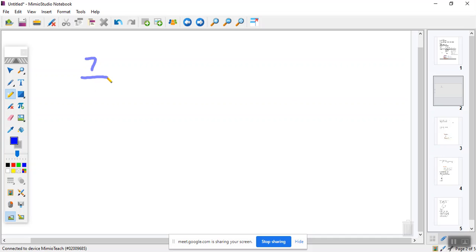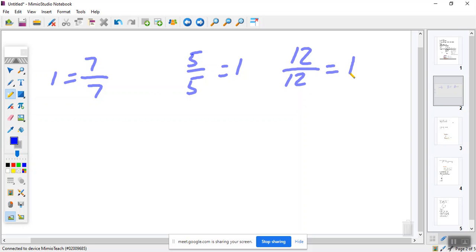What's 7 divided by 7? 1, right? What's 5 over 5? What's 12 over 12? Okay, let me ask you this question. What's x divided by x? Okay, here's where things get kind of tricky.